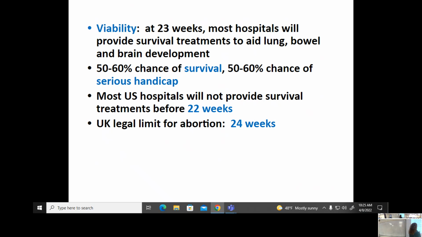I haven't looked for other countries, but they kind of line up with the age of viability. If it can live outside the mom, it can live outside the mom, which is a different way to think about when that limit should be. Full-term pregnancy should be 40 weeks. If you've heard of people saying that baby's overdue, you've been pregnant more than 40 weeks and the baby still hasn't been born, how long can you be overdue before someone's going to make you have that baby?